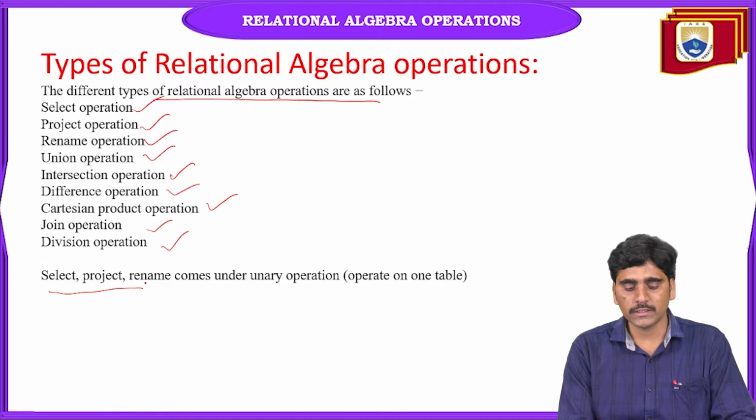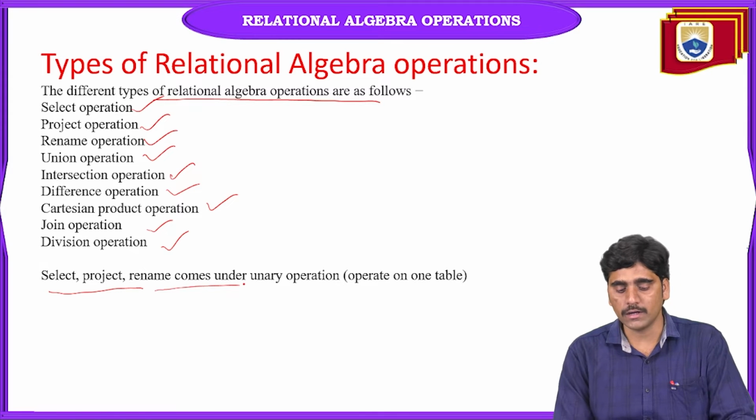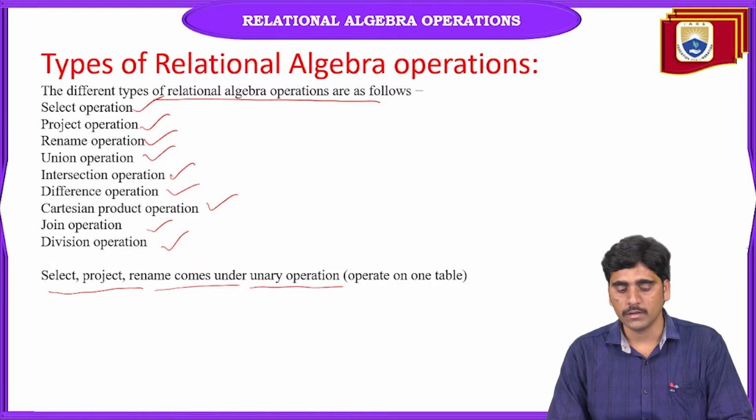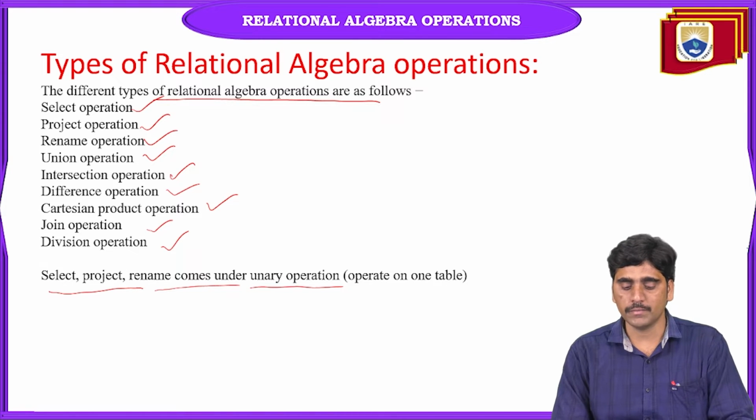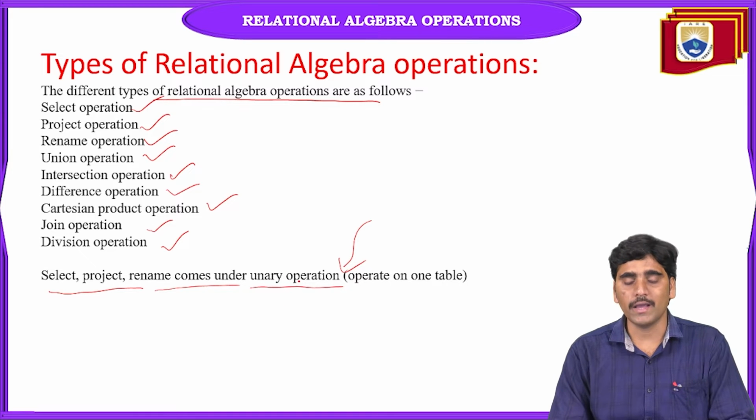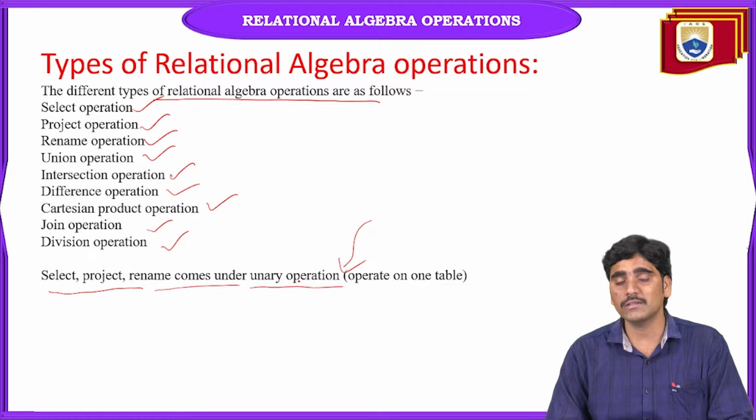So select, project, rename come under unary operations. That means you can perform all three operators on a single table as well as multiple tables. So we can call them unary operators, or else unary operations also.